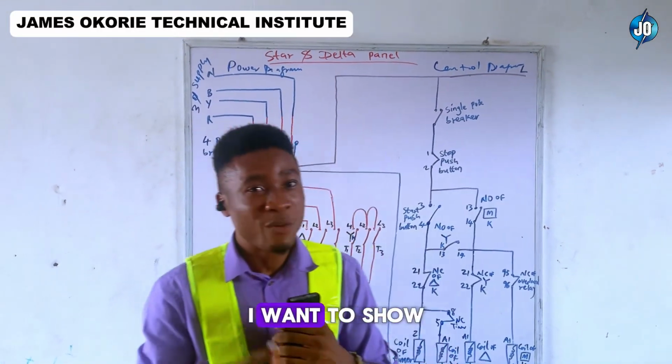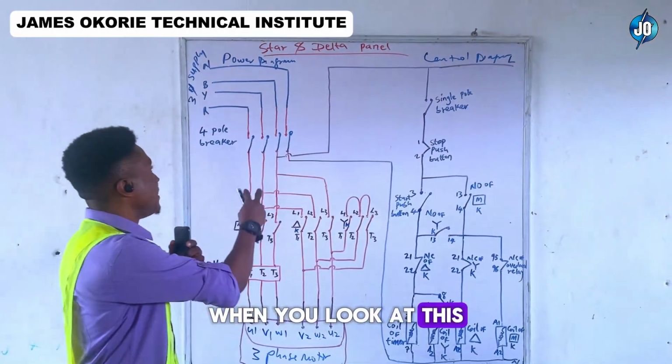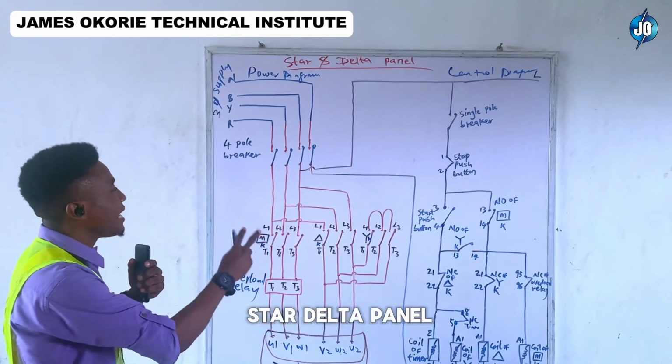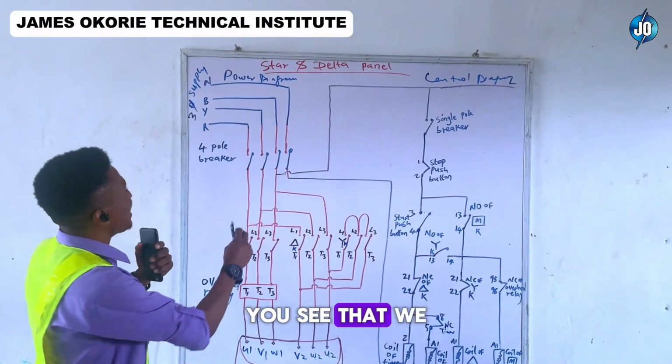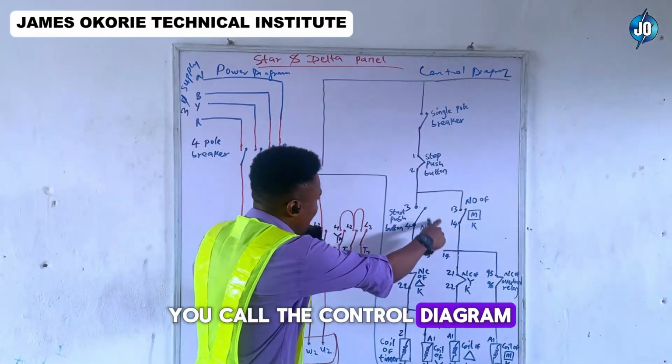Now, in this class, I want to show you how the star delta panel works. When you look at this, you see that this is the diagram of the star delta panel. Looking at this, we have what we call the power diagram. This is the power diagram here. We have what we call the control diagram. This is the control diagram.